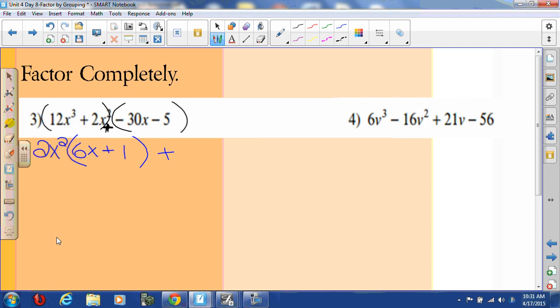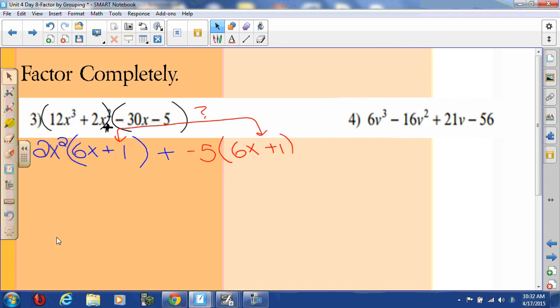Now remember, if we factor by grouping, our binomial in the next term better be what? 6x plus 1. It's got to be the same, otherwise we have something wrong. So now let's look at negative 30 and negative 5. Take out a negative 5. What's negative 30x divided by negative 5? 6x. What's negative 5 divided by negative 5? Plus 1. Are the binomials the same? Yeah. Good. So if they are the same, then you've done this correctly.